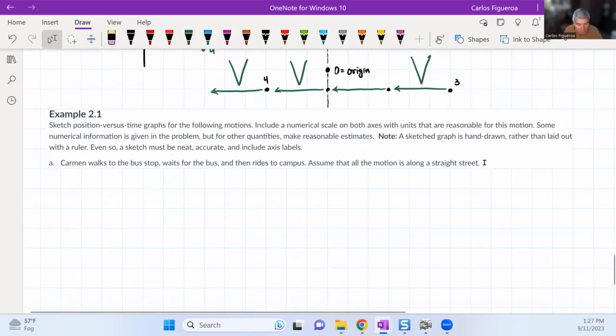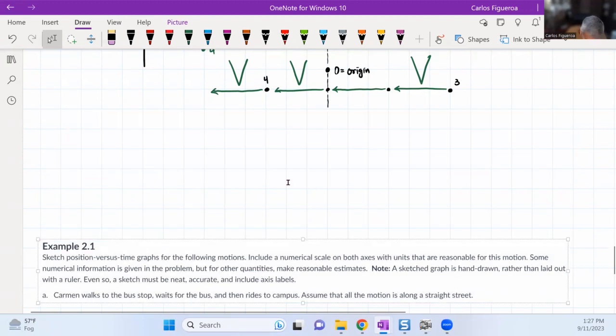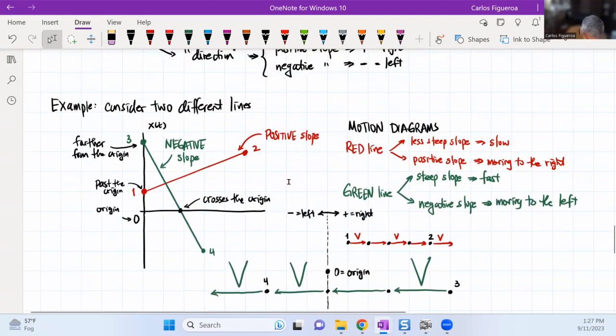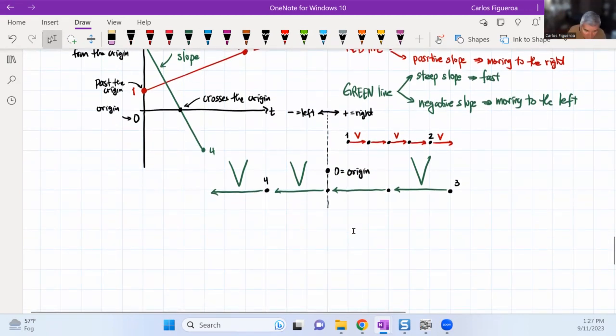So this is example 2.1, which I want to do the same thing. By the way, I made a mistake here, which not a mistake, but I forgot to add something. So I'm going to add this right now. We just plotted position versus time here, but we didn't plot velocity. So we should plot velocity right here. Now remember, all of these velocities are constant.